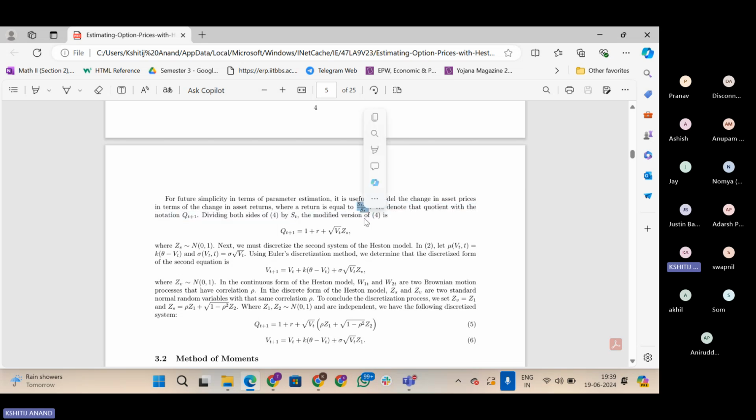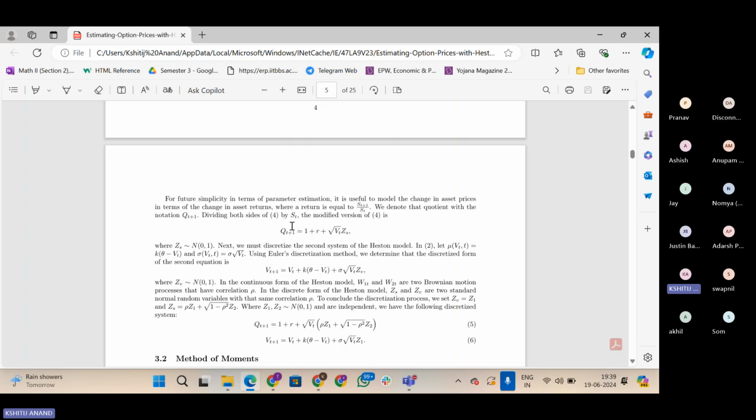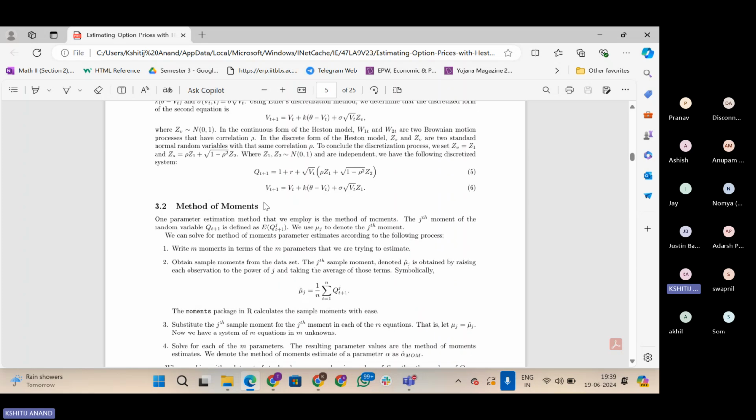This equation. Okay. Now we go to the method of moments. We already discussed it, and I shared some material as well. The nth moment of x is defined as the expected value of x to the power n. For example, the nth moment of Q(t+1) will be the expectation of Q to the power n. Here they have written the jth moment, so the jth moment of Q(t+1) is the expectation of Q(t+1) to the power j. Now you know how to calculate expectation, right?